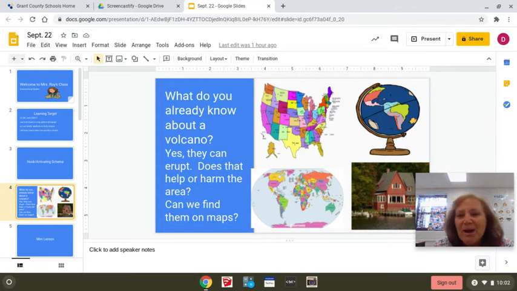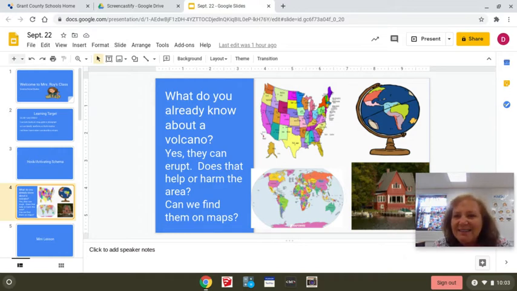What do you already know about a volcano? I know that some of you have schema for volcanoes because you might have learned about them last year. And yes, they can erupt. Now, think about this. Does that help or harm the area? Or both? Can we find volcanoes on the maps? Well, hopefully all of our questions will get answered in today's lessons.